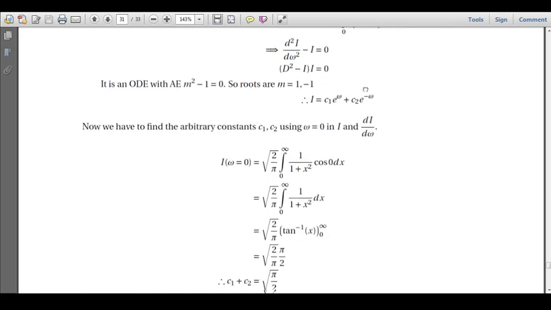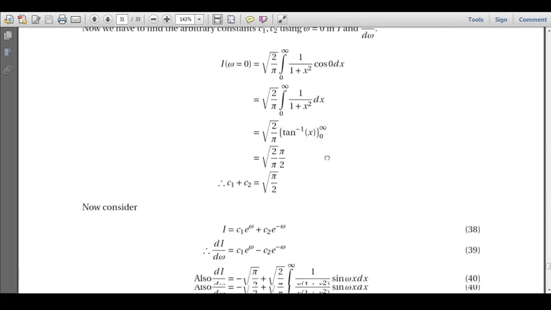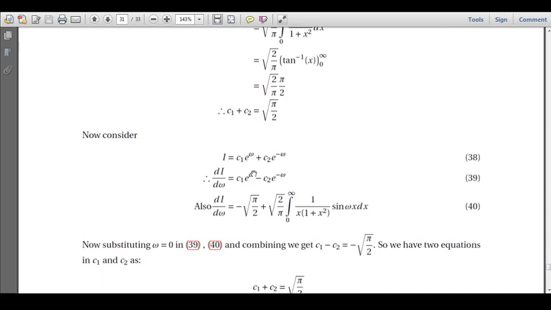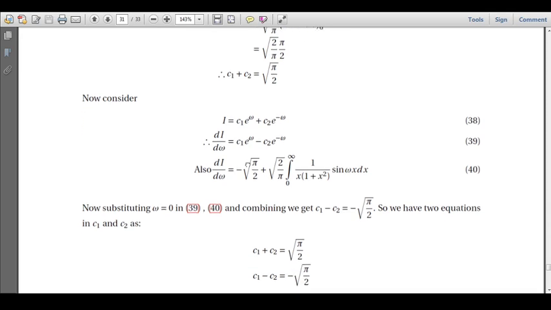That is the second step to find another equation involving C1 and C2. Why do we take this more equation? The reason is this equation contains two variables. To get values of C1 and C2, we have to get at least two equations in two unknowns. Then only we can find distinct values for C1 and C2. So dI by d omega is equal to this expression.